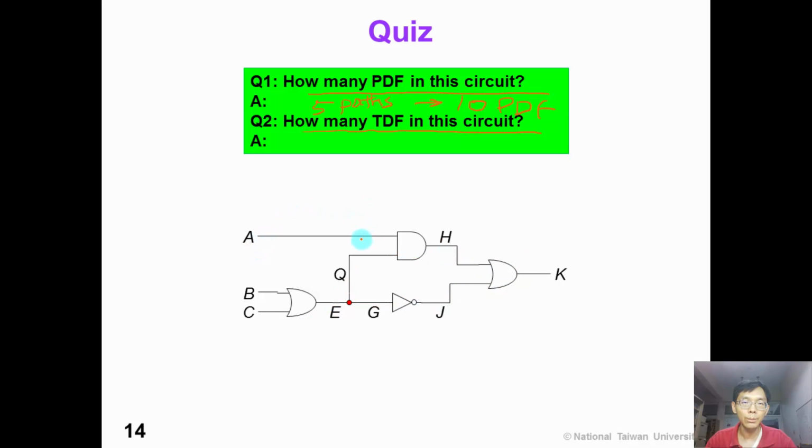Now we count the number of transition delay faults. There are 1, 2, 3, 4, 5, 6, 7, 8, 9 nodes in the circuit. So we have 18 transition delay faults in this circuit. Have you got it correctly?